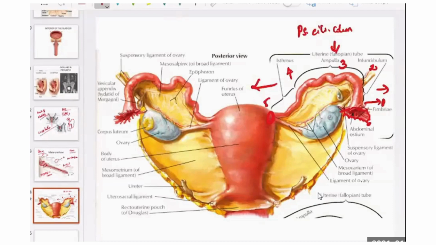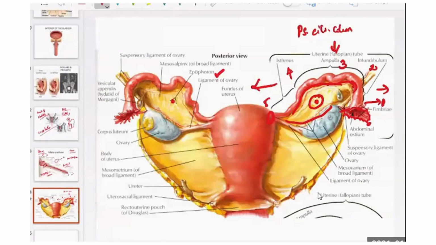The part of the peritoneal fold connecting the fallopian tube to the ovary is called the mesosalpinx. The mesosalpinx contains the epoophoron, which is the embryological remnant. What is the critical importance? If the pregnancy is in the tube, it is called a tubal pregnancy.